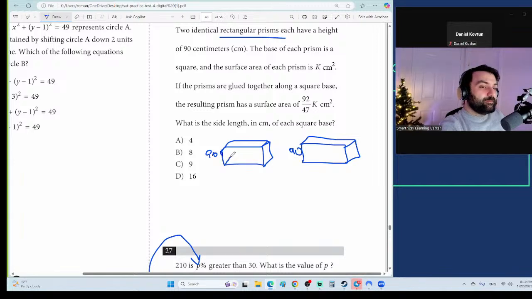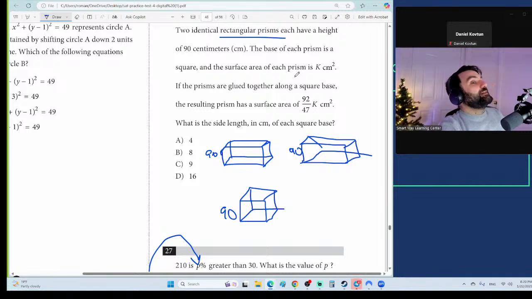So the base is a square, or it's not square at all in my drawing, but it has to be this. Like that. But it's okay. Let's say we assume that it's a square there. And the surface area of each prism is k. Okay, surface area.